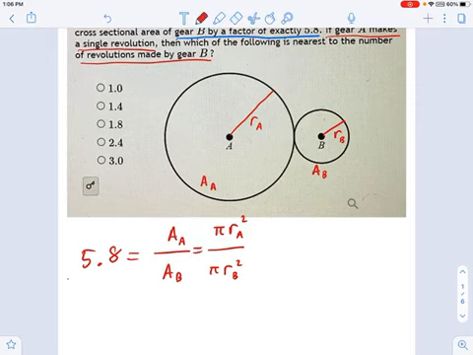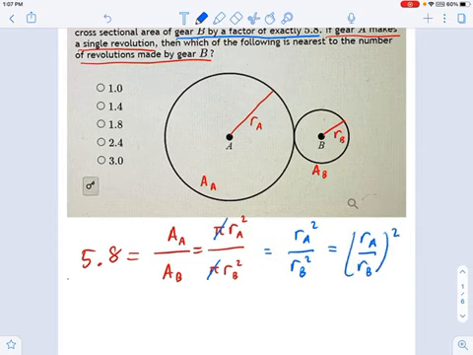So let's use that. And if you look at the very right side, here's what cancels out. The pi's cancel out, and you just have this. You have RA squared divided by RB squared, and that's equal to 5.8. Now I can rearrange this using the properties of exponents, which is the radius of wheel A divided by the radius of wheel B, squared. Instead of having individual squares on each numerator and denominator, I just pull the square outside. That's using the quotient rule of exponents.